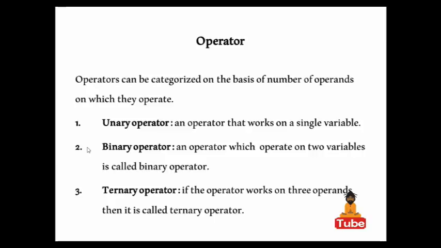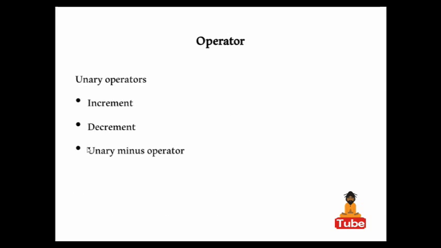The category of operators depends on the number of operands on which they operate. It can be 1, 2, 3. So if an operator is operating on one variable, then that operator is called unary operator. If it is operating on two variables, then it is called binary operator. If it's operating on three variables, then it is called ternary operator.